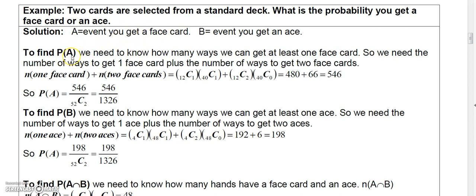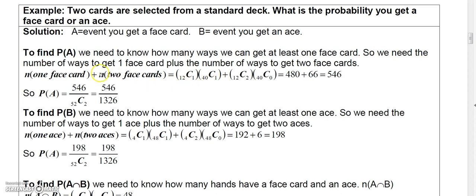So let's talk about the probability of A. You get a face card if you get at least 1 face card. So we need to figure out how many ways you can get 1 face card or 2 face cards, because either way you would have a face card. So the number of ways to get 1 face card would be, out of the 12 face cards choose 1, and out of the 40 non-face cards choose 1.